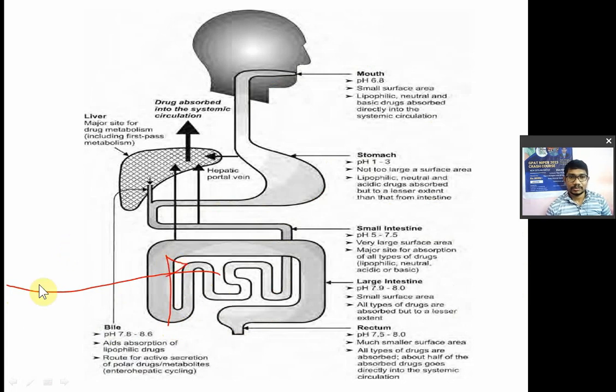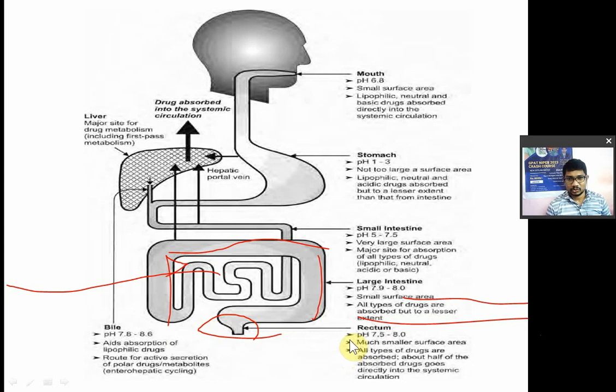Now, what is the pH of the large intestine? It is 7.9 to 8. Okay? Small surface area is there, so only limited types of drugs are absorbed. Now, the last part is nothing but the rectum. So, in the rectum, what is the pH? Around 7.5 to 8, and it offers very small surface area. So what kind of drugs are absorbed from this area? All types of drugs are absorbed.